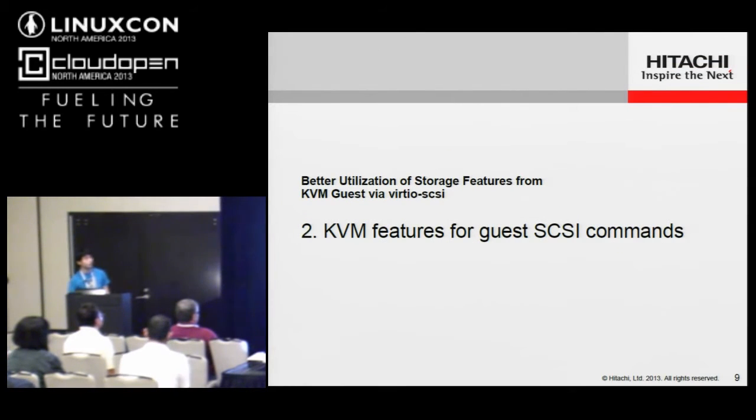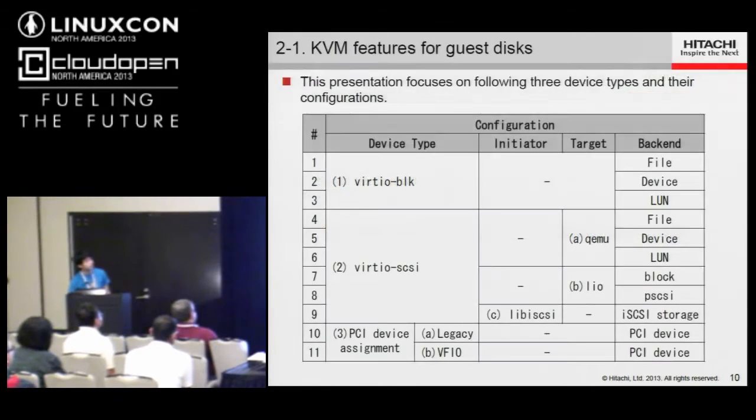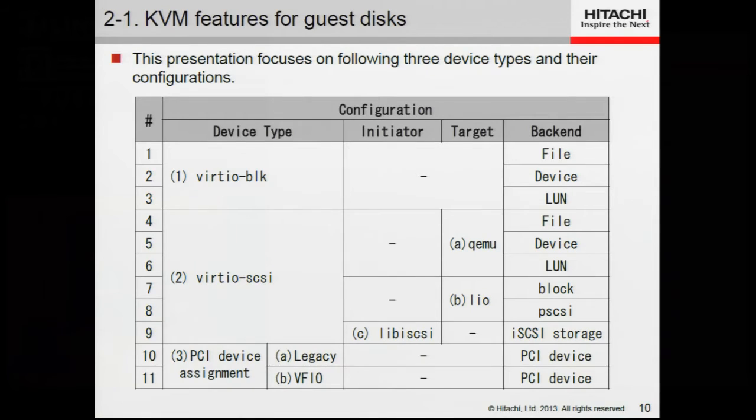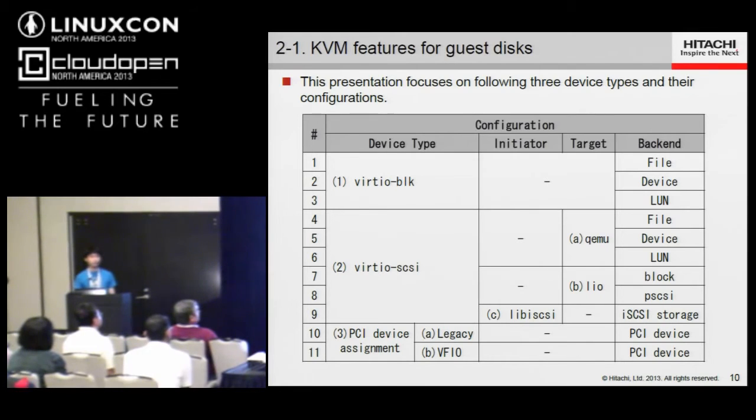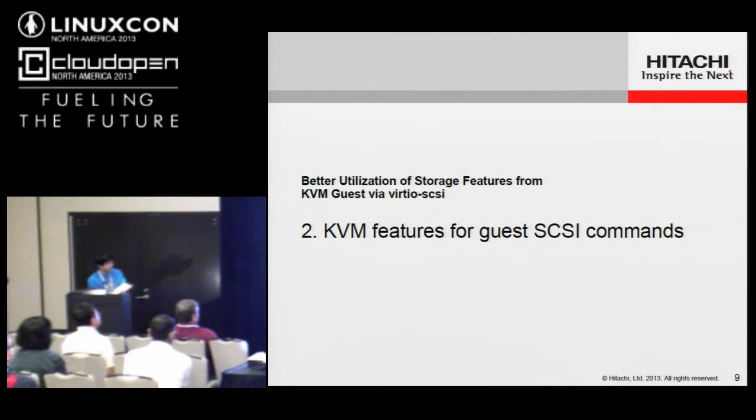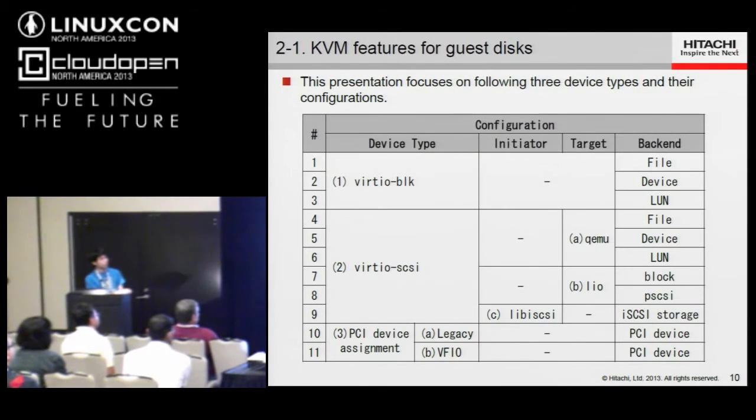Okay, let's quickly review which KVM features have guest SCSI command. This presentation focuses on the following three device types and their configurations. The device types we are focusing on are virtio block, virtio SCSI, and PCI device assignment. Each device type has some configurations. There are 11 configurations. I will explain these configurations in this order.